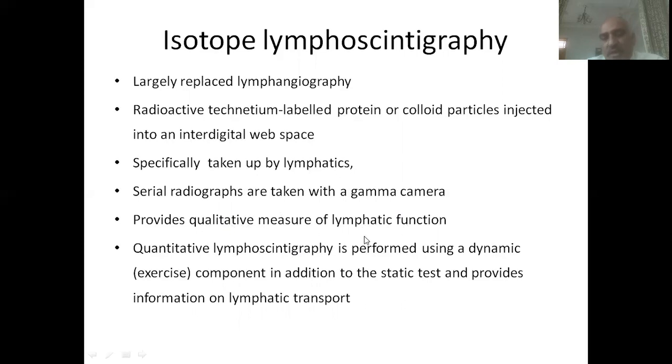If you can see that the isotope is going up into the leg, it shows qualitative function. But if you want to know the quantitative, how much it has gone, then you will add the dynamic part of this. You inject this and ask the patient to do some exercises, so it will show a complete picture of the different channels.